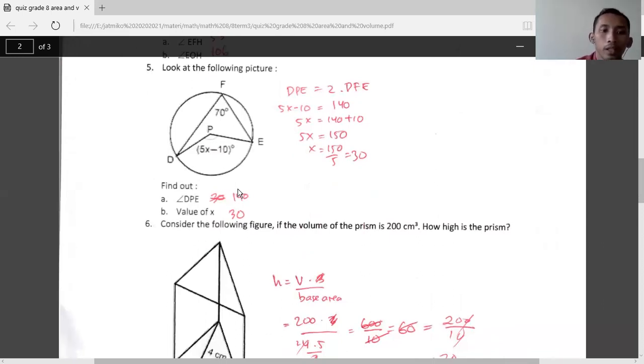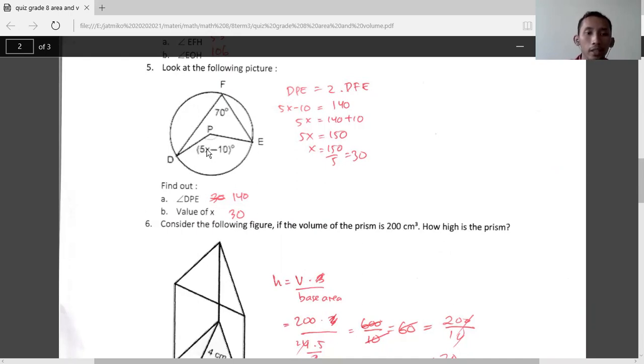Okay then, number 5, still about angle. And they're asking about GPE. So GPE is about how to name the angle. Hopefully you already understand this one. You're supposed to have learned this from grade 7. You already know how to name the angle. So GPE is here. So 5x minus 10.